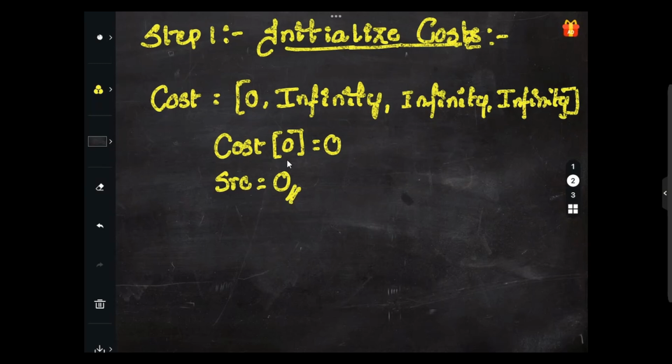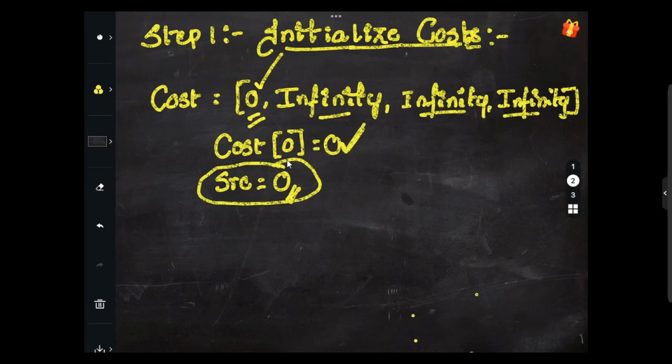Initially, we initialize the cost with infinity for all, and the cost of 0 will be 0 initially, because 0 is the source (SRC). The source itself is 0 initially. So cost of 0 initially will be 0. I hope this is clear. So this is initializing the costs, the first step.